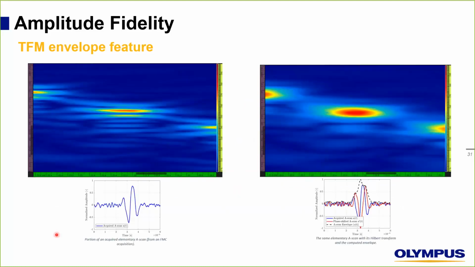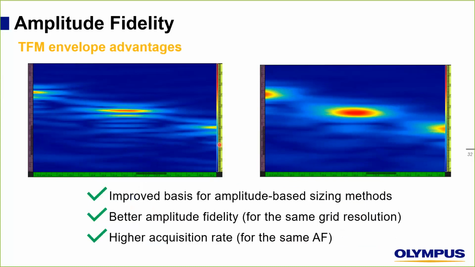And here are the results as we see them in the OmniScan. On the left, we have the end view of an indication without the envelope. On the right, we have it with the envelope. Here, of course, the envelope improved our ability to size if we are using an amplitude-based technique. It also improved the amplitude fidelity, but be careful here, we are talking about the same grid resolution. It may also improve the acquisition rate, but again we are talking about the same amplitude fidelity.